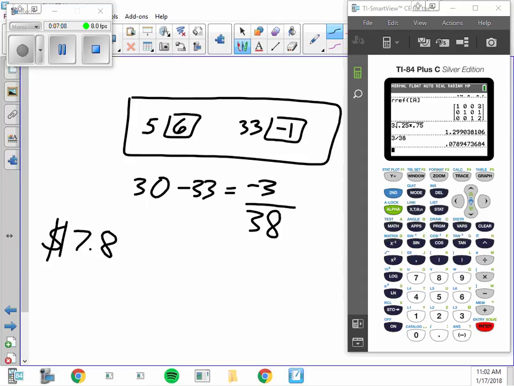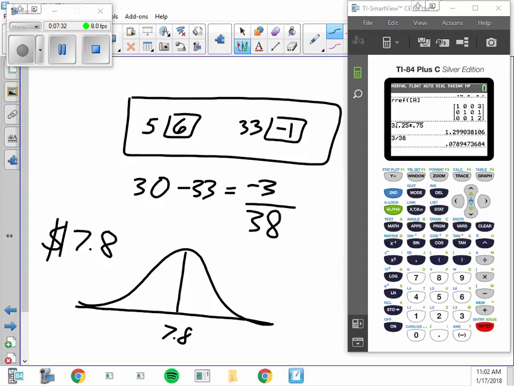$7.8. So the house expects to win $7.8 for every, well, we'll just say we're betting $1 100 times. We want to find the chance. So I draw my normal curve. Here's 7.8. We want to find the chance that the house pays out, or the house gets paid less than 0. So over here is 0. What's the chance of landing in this area?